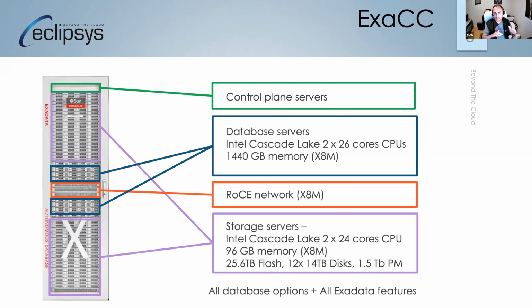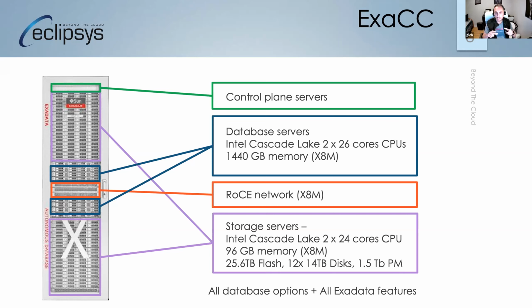The difference between ExaCC and Exadata: on top of the same database servers, RoCE network, and storage cells, you are getting control plane servers on top of the rack. They create a bridge between the on-prem deployment of your ExaCC hardware, because it is in your data center, and through control plane servers, you are connected to Oracle Cloud, and you can manage your ExaCC from Oracle Public Cloud by the bridge executed by control plane servers.